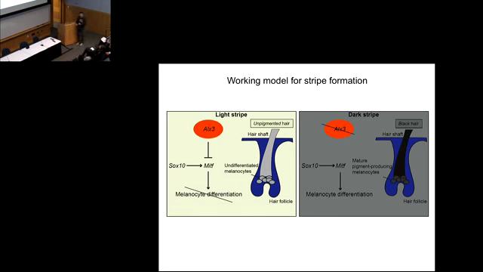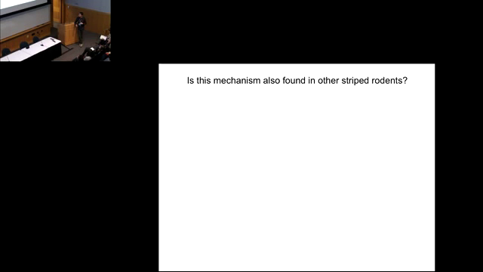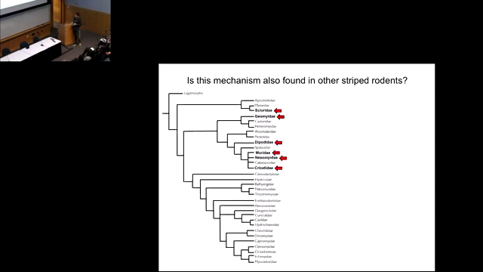Okay, so with this mechanism in hand, we wanted to determine, is this something that is unique to striped mice, or what happens if we go outside of this family, outside of this clade, and then we look at other striped rodents? And so this is the next thing that we asked, and what I'm showing you here is a phylogeny of rodents, family-level phylogeny of rodents.